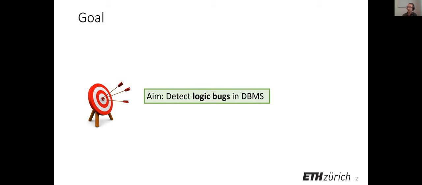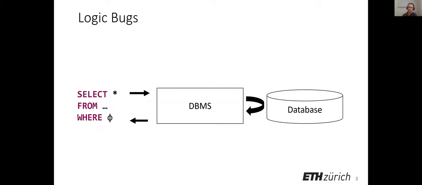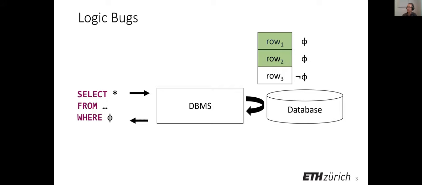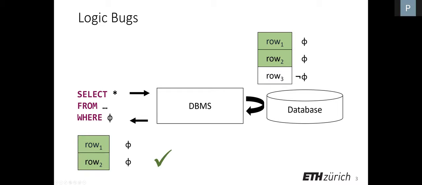Now, the goal of our work is to find logic bugs in database management systems, which poses the first question, what are logic bugs? As logic bugs, we define those bugs that when we have, for example, a query like the following, and we send it to the database management system, then the database management system is expected to go through all the relevant records. So here, for example, we have a database where this predicate evaluates to true for two rows, and for one it evaluates to false. By the way, I will use this phi symbol here to denote a Boolean predicate. Now, if the database management system works correctly, then we would, of course, expect that these two rows for which the predicate evaluates to true are fetched.